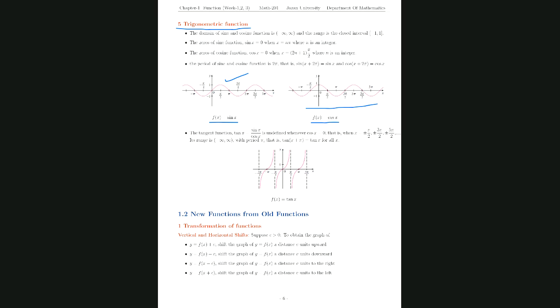And here the domain of sine and cosine x is this. Domain of sine x is minus infinity to infinity, that is, the set of all real numbers. And the range is a closed interval. Domain of sine and cosine is minus infinity to infinity, and the range is minus 1 to 1, closed interval minus 1 to 1. Okay, remember this only.